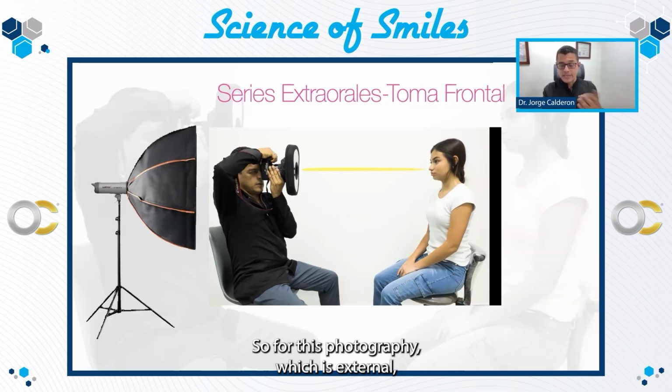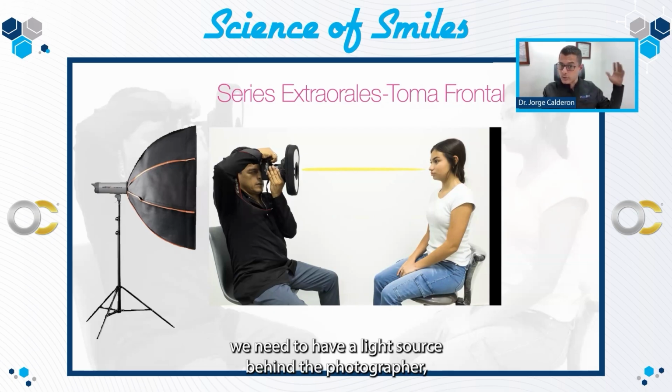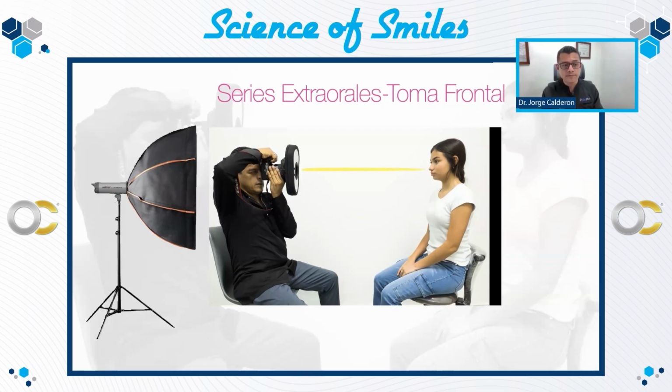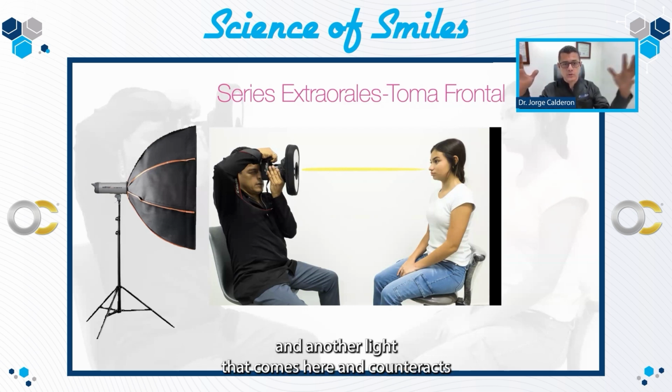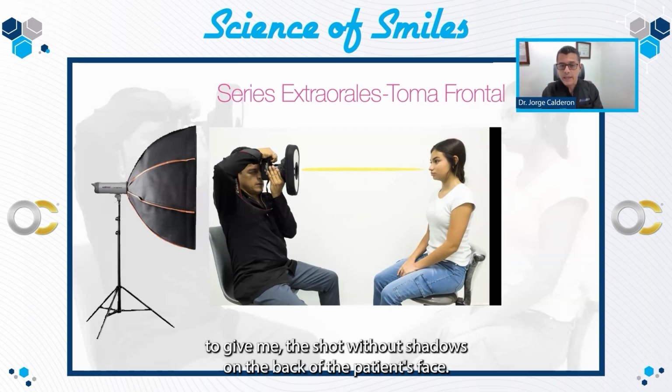So, for this photography, which is extraoral, we have to consider several variables. One, we need to have a light source behind the photographer. And we also need to have another light source behind the patient. So I generally have a structure back here with light behind the patient and another light that comes here and counteracts to give me the shot without shadows on the back of the patient's face, because sometimes those shadows in photography with a white background are very uncomfortable, they don't look very good. Important, as you can see there, that I am completely facing my patient.